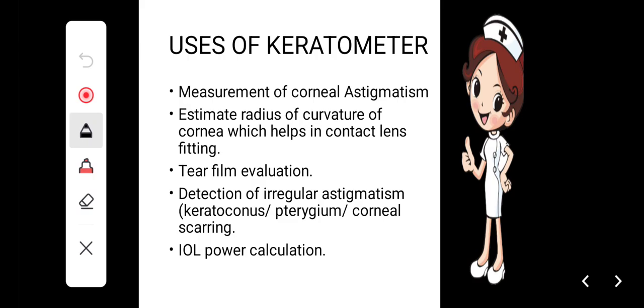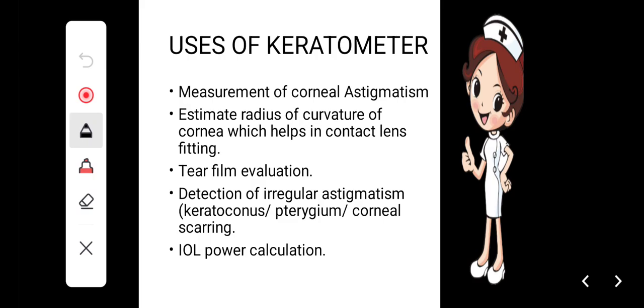Tear film evaluation. We will use the keratometer for doing the tear film test. We'll look after staining the patient, or without staining we will look. Ask the patient to open the eyes and then ask not to blink, and we'll note down the readings. If the mires become blur within 10 seconds or below 10 seconds, then the patient has a dry eye.